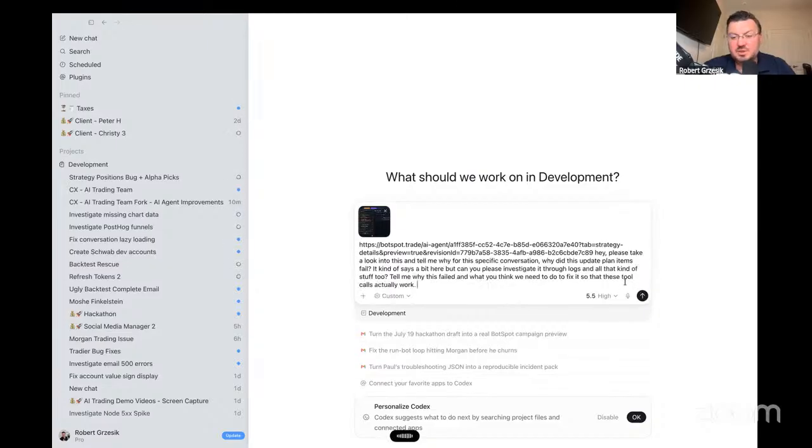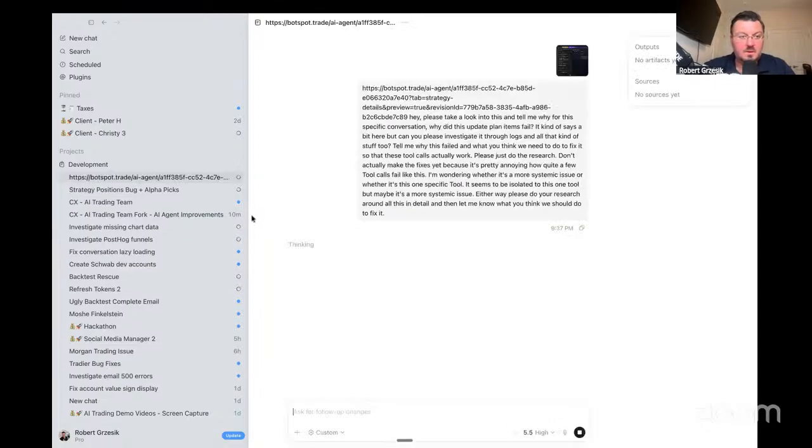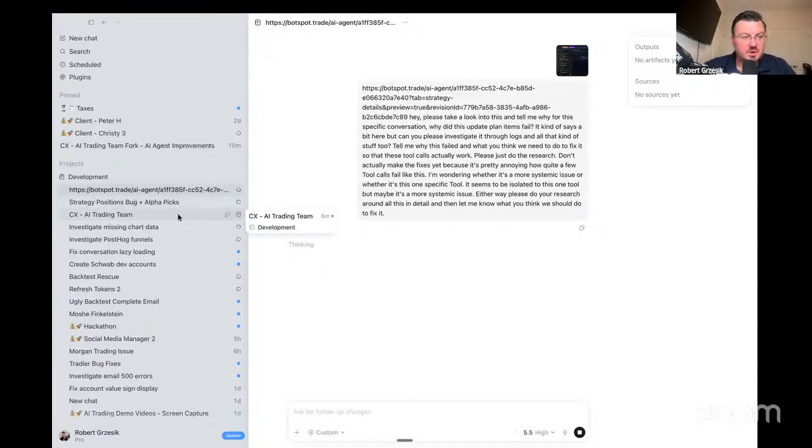Please just do the research. Don't actually make the fixes yet, because it's pretty annoying how quite a few tool calls fail like this, and I'm wondering whether it's a more systemic issue or whether it's this one specific tool. It seems to be isolated to this one tool, but maybe it's more systemic. Either way, please do your research in detail, and then let me know what you think we should do to fix it. For some reason, those tool calls keep failing.